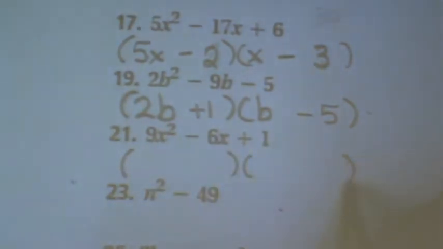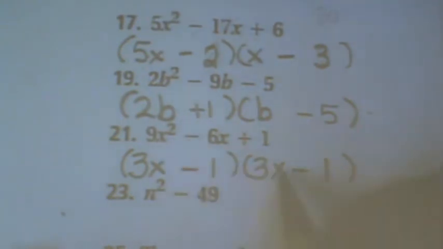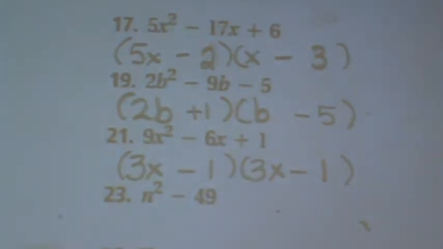This one looks like a perfect square trinomial. The first term is a perfect square and the last term is a perfect square. So let's see if we get 3x, 3x, and these are both going to be negative 1, and we get our negative 6 in the middle. Number 23 is the difference of two perfect squares, n minus 7 and n plus 7.